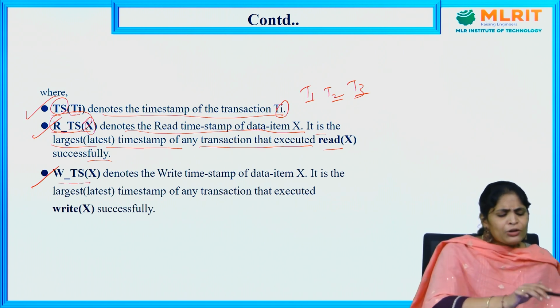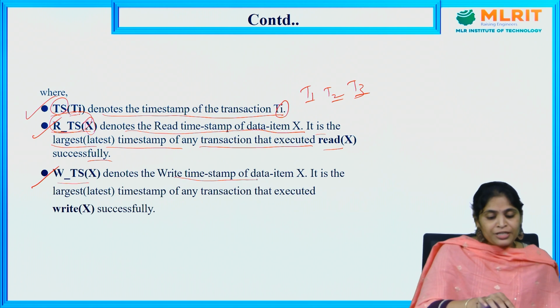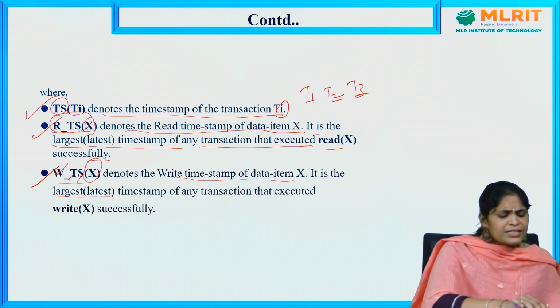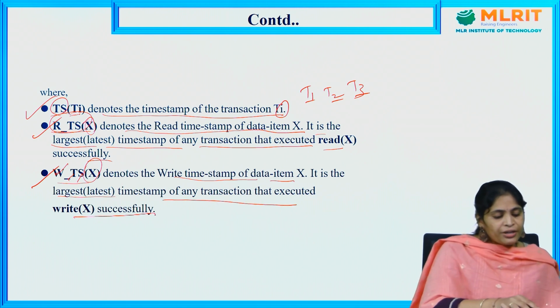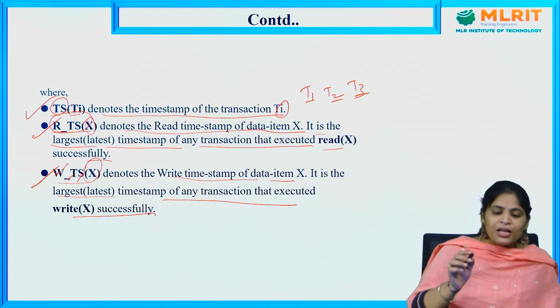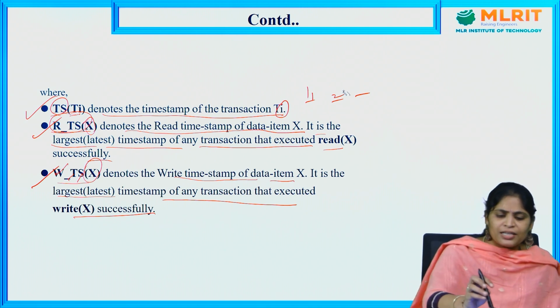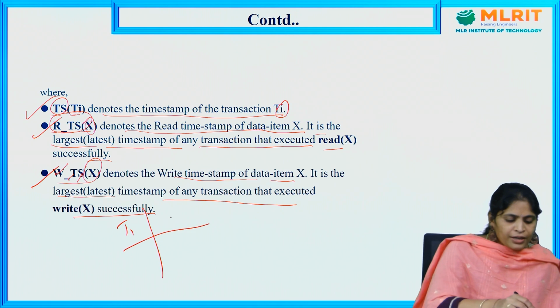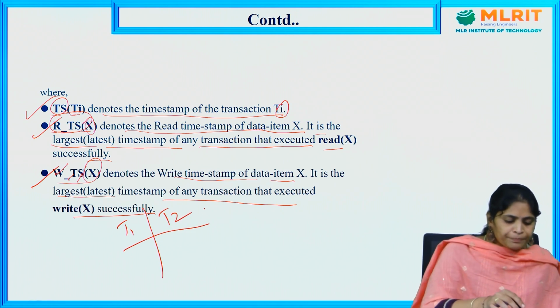What is WTS of X? It denotes the write timestamp of data item X, and it is the largest, latest timestamp value of any transaction that executed write of X successfully. So let us deal with these three with a simple example to understand. T1, T2, and let us take T3 also.